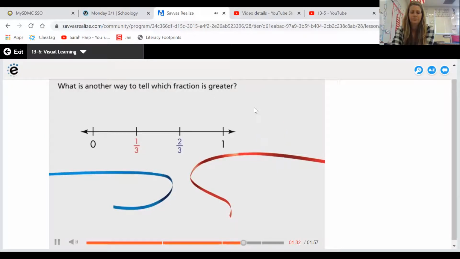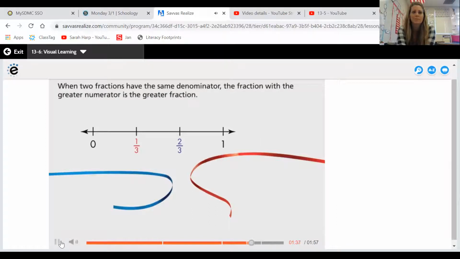What is another way to tell which fraction is greater? Okay, we use the number line. Could we use our fraction strips? Yeah. Or the trick Mrs. Harp taught you, right? Yes, those are 3 different strategies. You pick which one you like the best. All right, let's see which one they tell us.